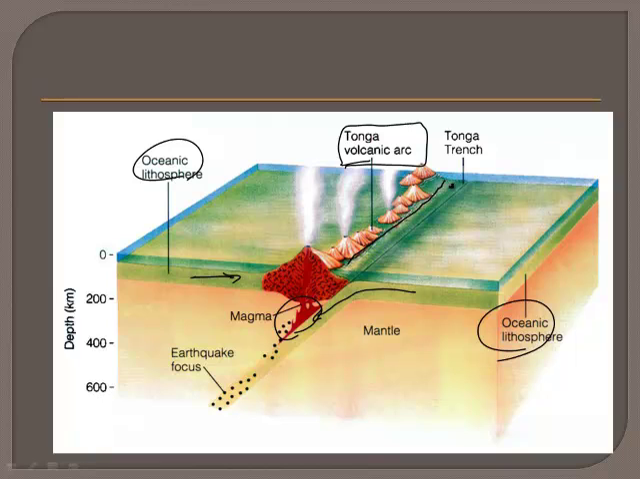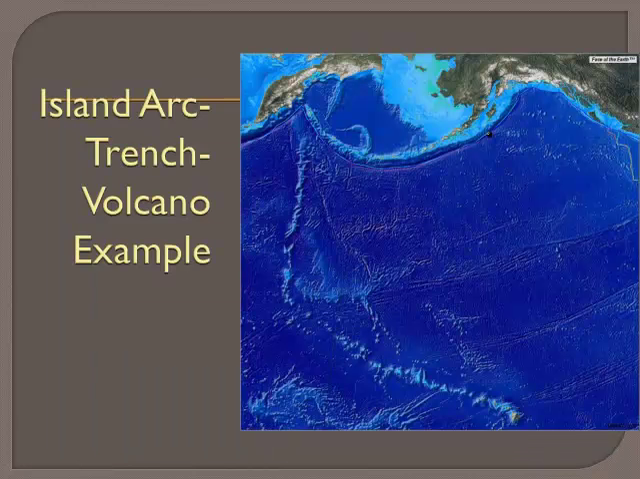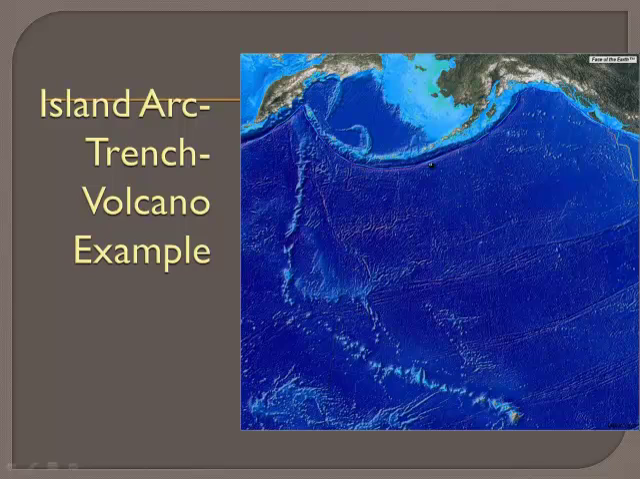Here's geographically where we would find this. Primarily, you can see right here, we have the Aleutian Islands of Alaska. This is Alaska. You see there's a bunch of islands right here. And if you look carefully right here, what do you see? That's right, you see a trench. It's a very deep portion of the world.